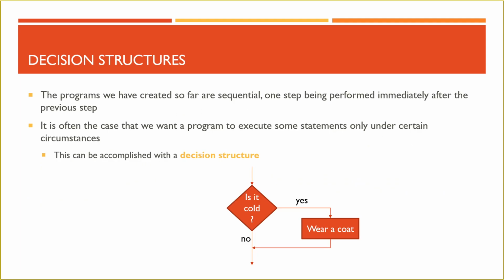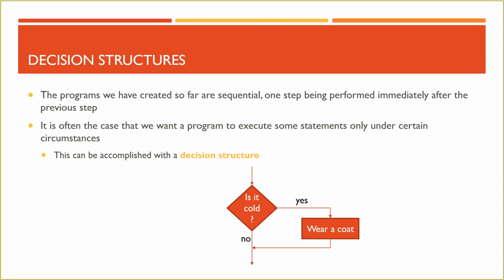So decision structures are something that allow us to break away from the very sequential step-by-step kind of program we've made so far and add in some conditional logic here. So like it says here, the programs we've created so far are sequential. We perform one step immediately after the previous step, right? So line 7 is performed right after line 6, so on and so forth. However, we often only want the program to execute statements under certain circumstances or conditions, right? And we can do that with a decision structure.